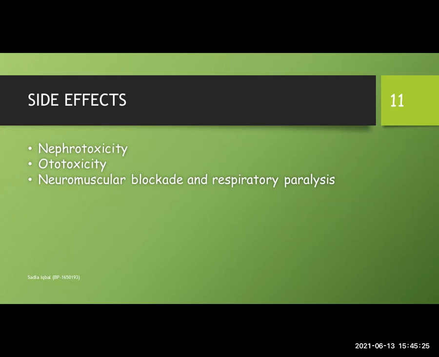Gentamicin causes ototoxicity by generating free radicals within the inner ear, and these free radicals cause damage to the inner ear, and as a result, ototoxicity is produced. Gentamicin also causes neuromuscular blockade and respiratory paralysis by decreasing the acetylcholine release.